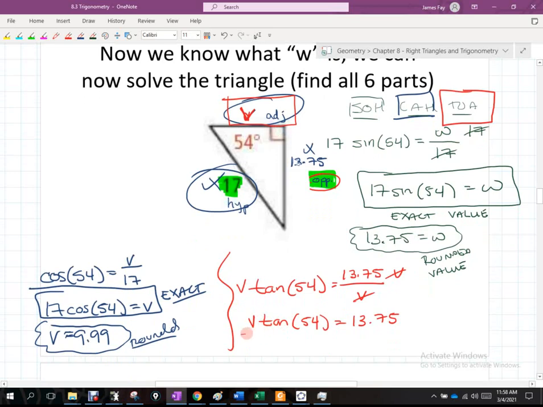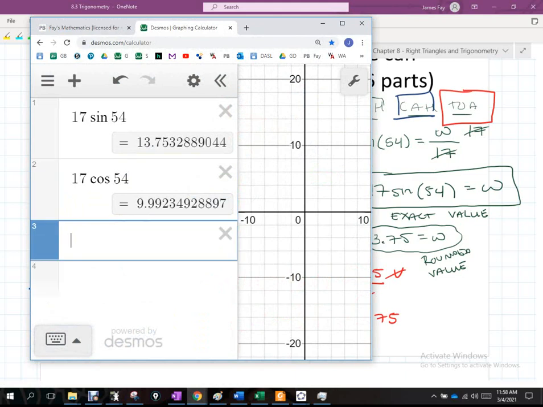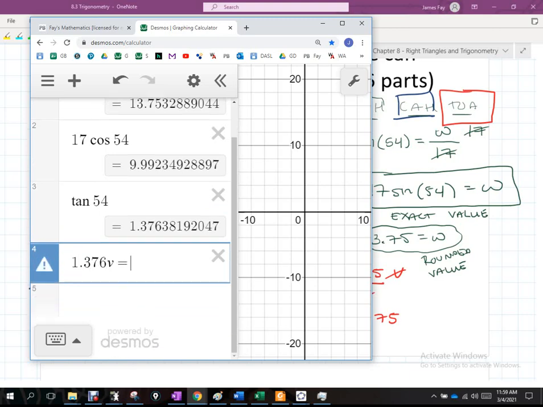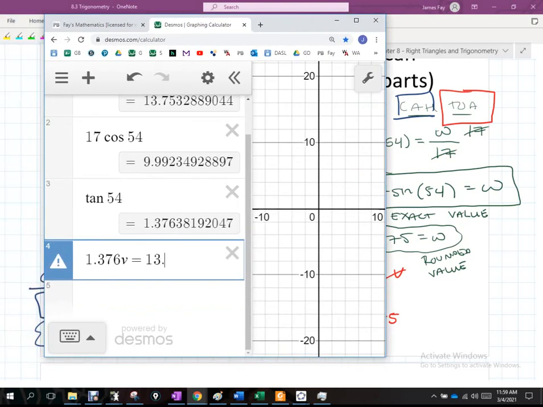How am I going to take it to the other side, though? Well, let's do this real quick. Let me actually use the calculator to see what tangent of 54 looks like. So it's that number right there. So really my equation would really be 1.376v equals 13.75. What would you do if I gave you that equation? What would you do to solve for v? You would divide by that thing right there, correct?